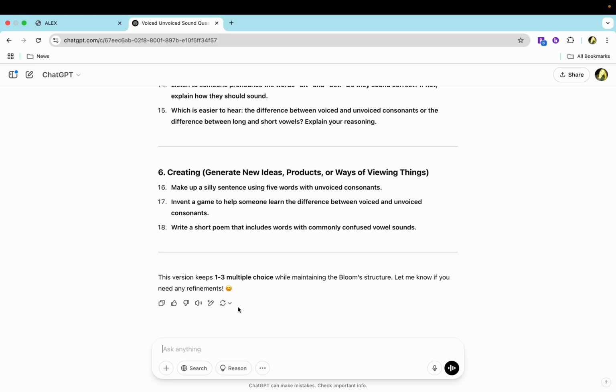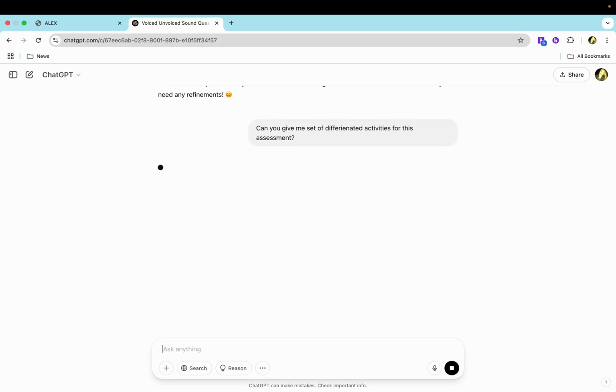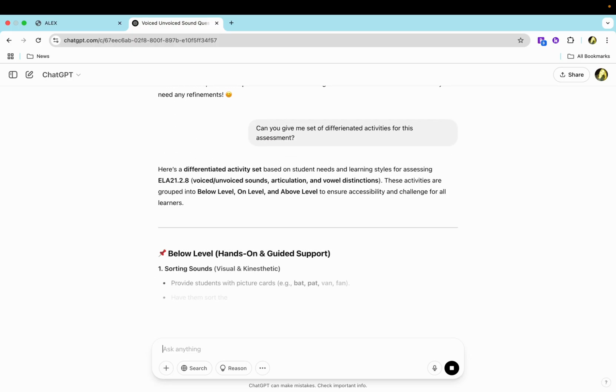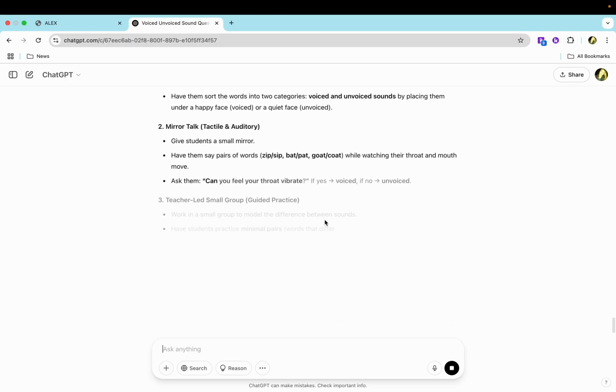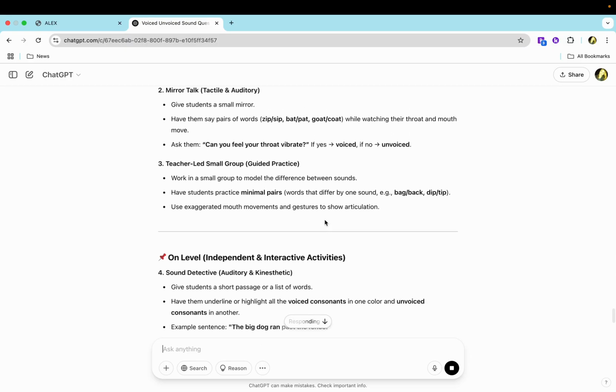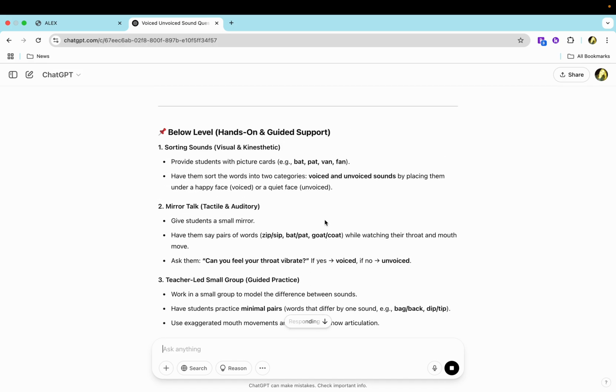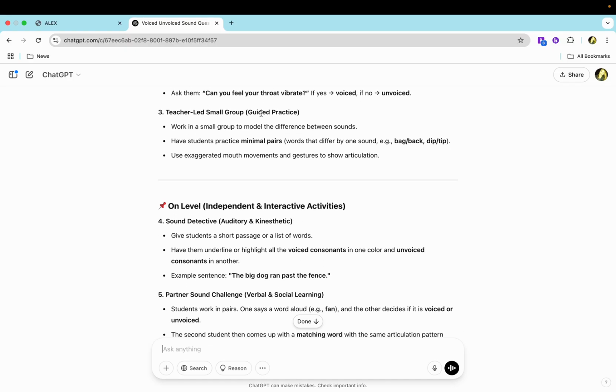And then something else that I always would do when I taught 2nd grade was, can you give me a set of differentiated activities for this assessment? And then it'll give you activities that you could do with your students before you gave them this assessment. And it even gives you a below level, sorting sounds, mirror talk, small group, which of course we did guided reading, so that's really good.